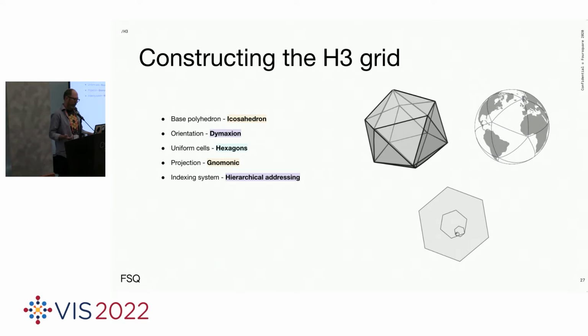It uses a gnomonic projection, which has some trade-offs. There are other projections we could have used on each face of the icosahedron. Gnomonic projections are fast to calculate, and they have a reasonable trade-off between shape and area distortion. You can get perfect equal area cells if you're willing to deal with more shape distortion, but you get much more shape distortion around the corners of the faces of the icosahedron. And then finally, it uses this hierarchical addressing indexing system that allows us to assign a unique identifier to every grid cell in the system.